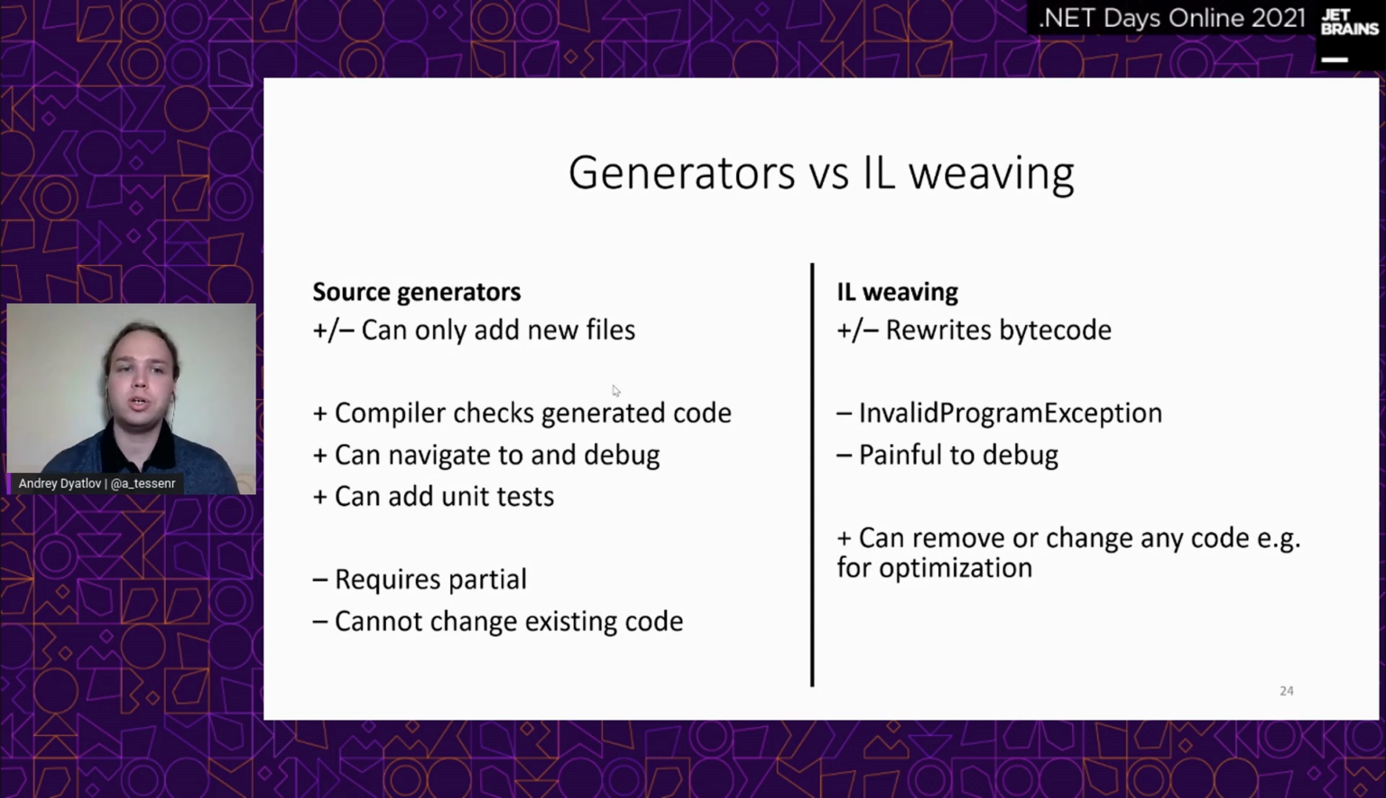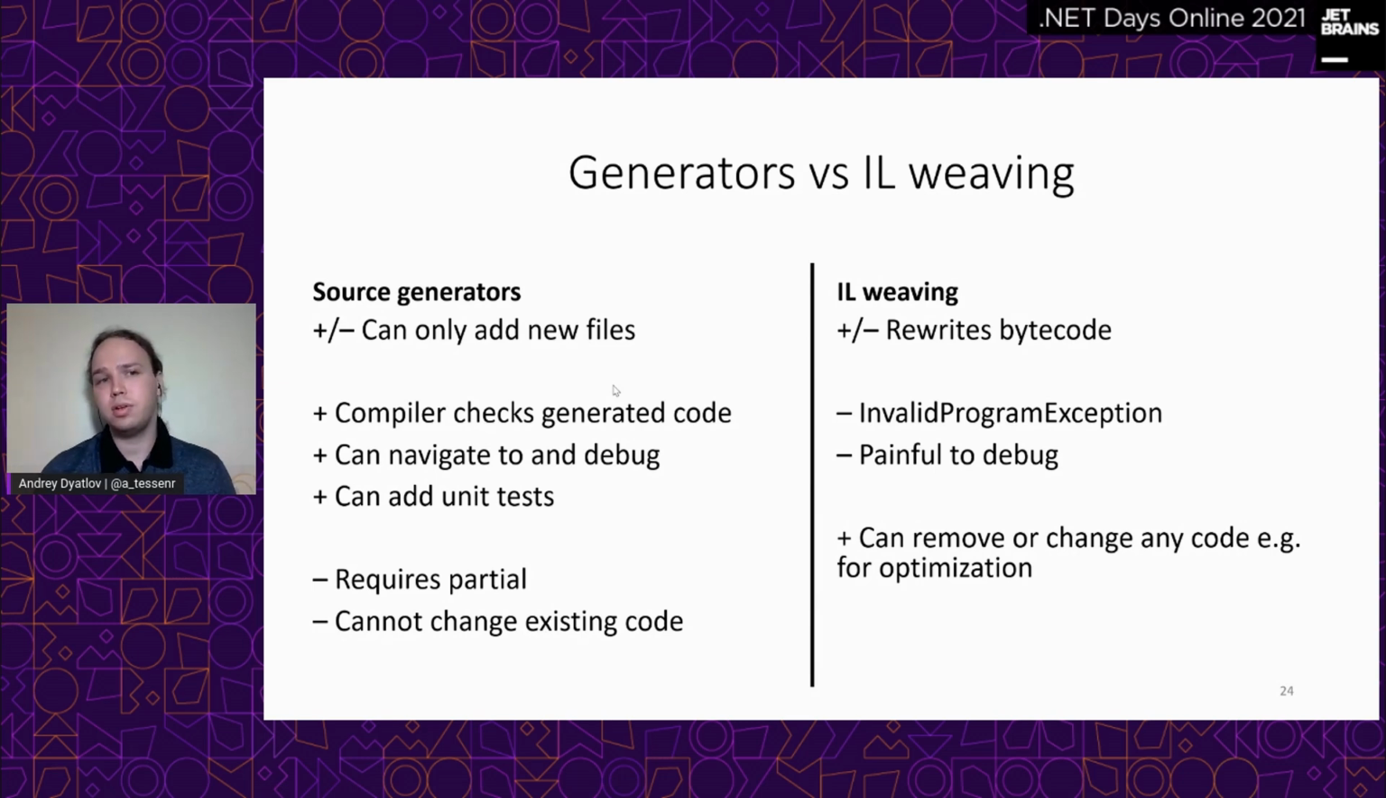Actually, source generators are superior in many aspects. For example, the compiler will check the string you provide to it, instead of you writing some bytecode that might result in an invalid program exception if you do it wrong. You have no problems navigating to the generated sources and debugging them, something that might be very hard with IL weaving because you don't have the actual source code.